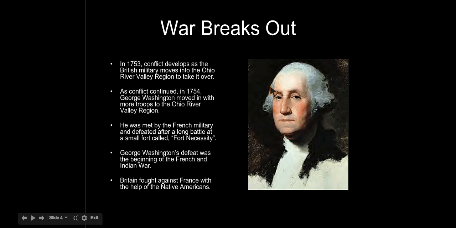George Washington, which is this guy, would eventually become our first president of the United States. However, in this war, the French and Indian War, he fought for the British. His defeat at Fort Necessity was the beginning of the French and Indian War. And Britain fought against France with the help of the Native Americans. So pause the video and go ahead and copy this bullet point into your notes.